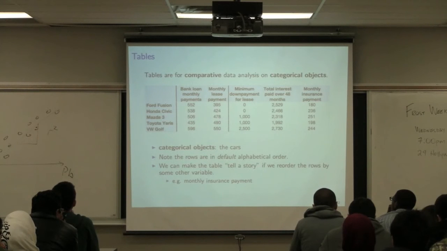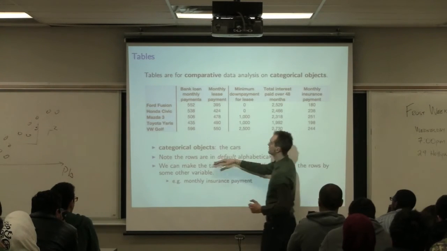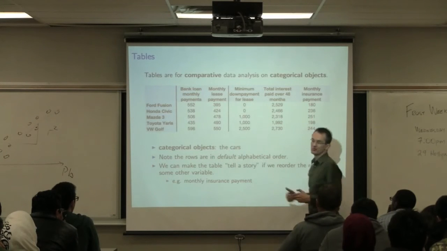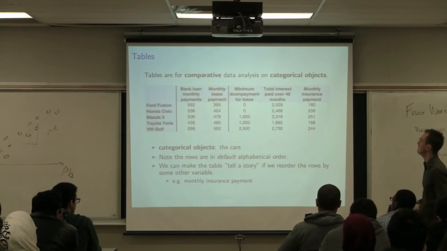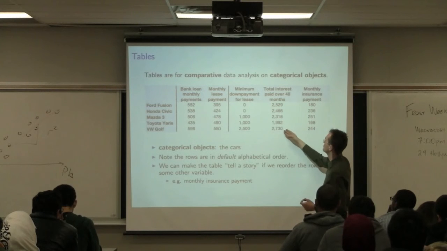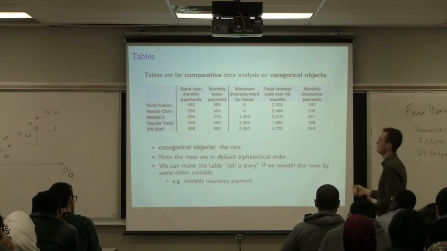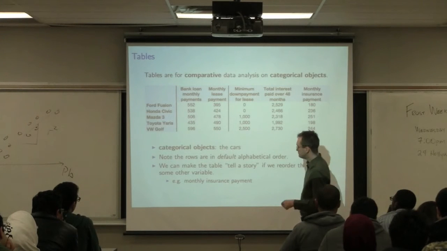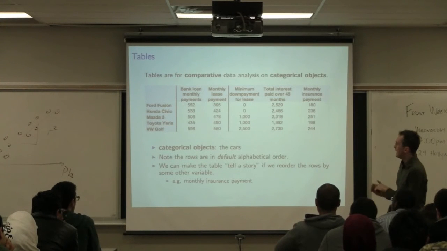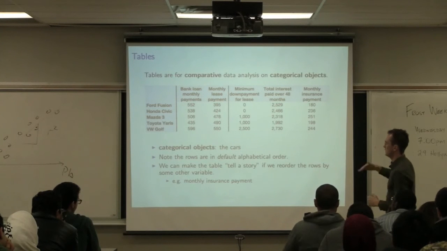In this particular data table, I've got 5 different cars. These are my categorical objects. And then I'm comparing various pieces of information for each of the cars. What's my monthly insurance payment for that car, how much interest I would pay if I had to take out a 48-month loan, what my down payment requirement would be, etc. So I'm comparing then between the rows as I'm going down.